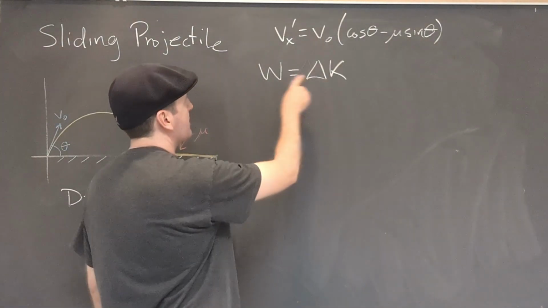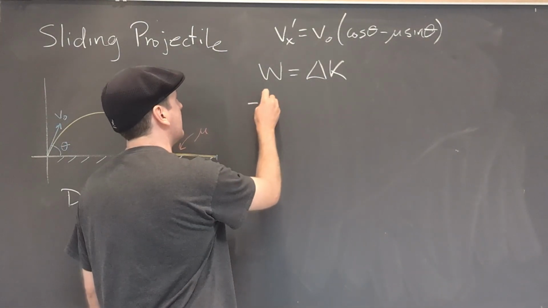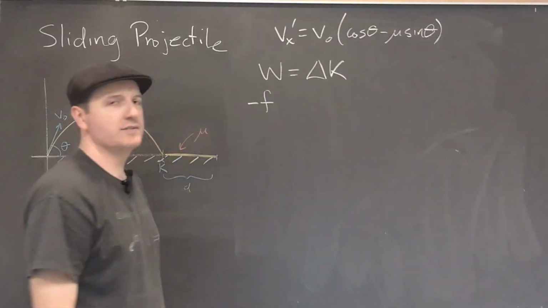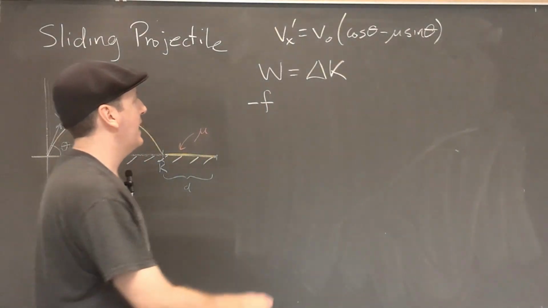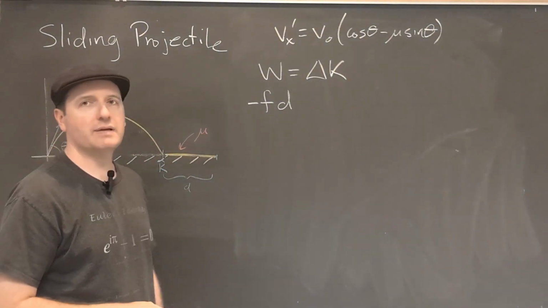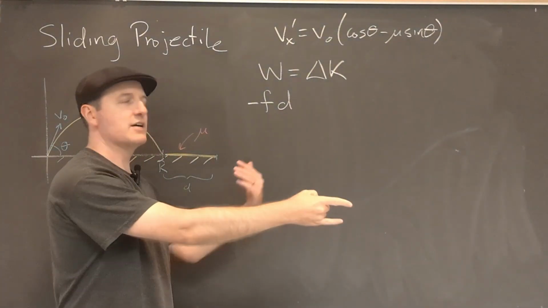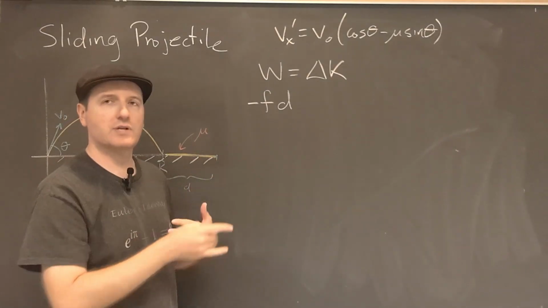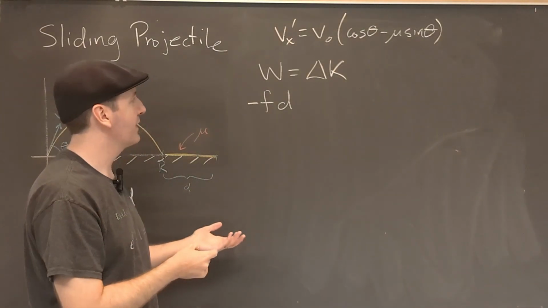And both sides of this are pretty easy to write down. The frictional force will be a constant, so I can just write that as F times D. This is the total distance. The minus sign is picked up because the displacement is actually opposite the direction of the force, so we have a cosine of 180 in that dot product.